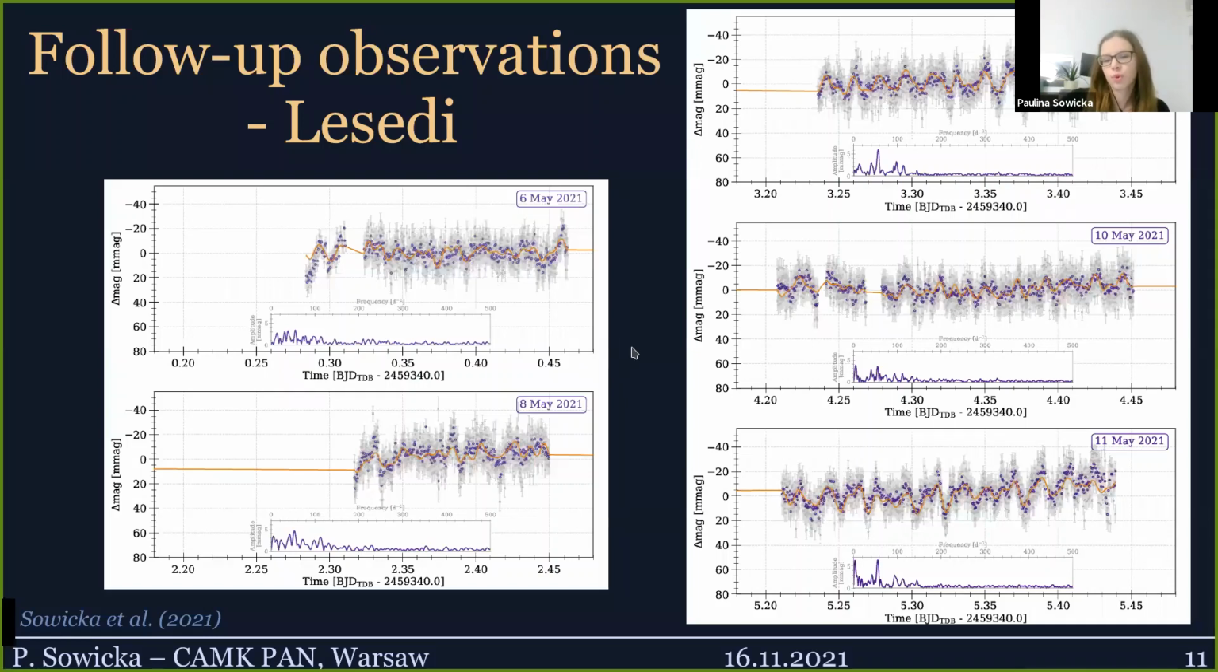This is a behavior that we actually know and have seen in many other GW Vir stars, that they tend to change amplitudes and sometimes even frequencies. Sometimes we also see a disappearance of pulsations for a period of time.